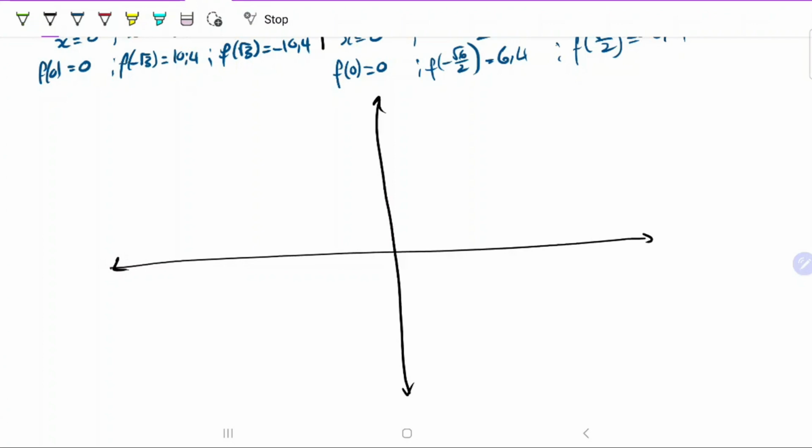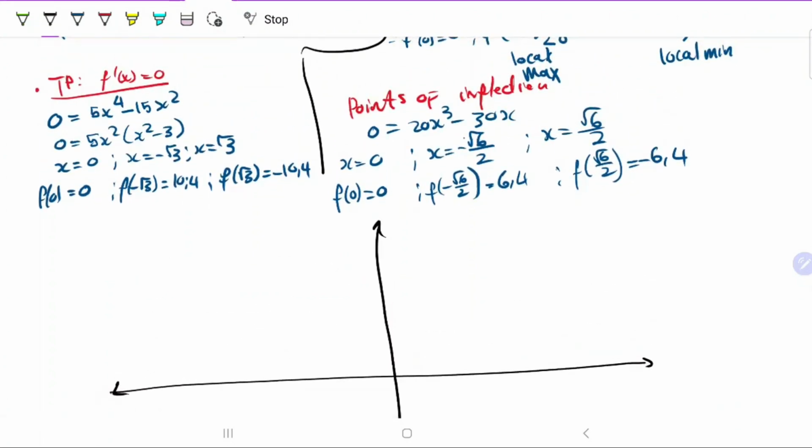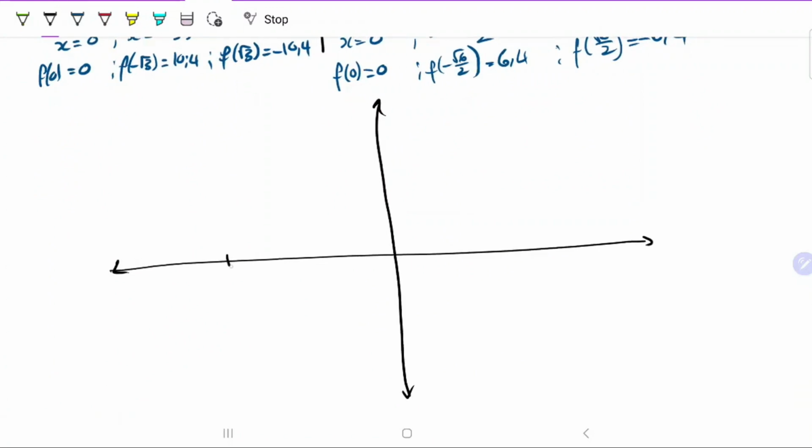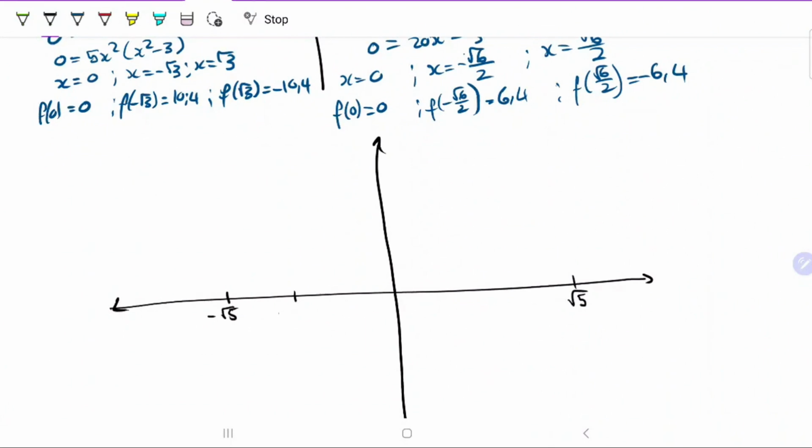Okay, so I'll keep going up just to refer back to the information that we've just used. Just as a reminder, some of our key points here are minus root 5 and positive root 5, which will be our x-intercepts. We also remember that our turning points will be at minus root 3 and at plus root 3. At minus root 3 we've got a turning point, which is going to be approximately 10.4. So that's where minus root 3 is going to be.